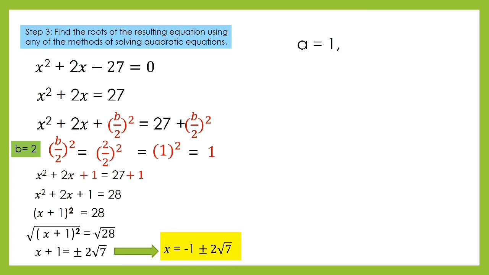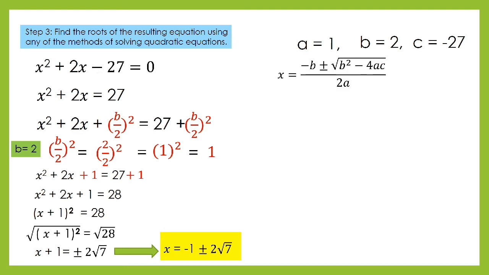Let's try another method by quadratic formula. Find the values of a, b, and c. A is 1. B is 2, and C is negative 27. Substitute to the quadratic formula. This is our quadratic formula. x equals negative b, b is 2, so we have negative 2 plus or minus square root of b squared, b is 2, we have 2 squared minus 4ac.